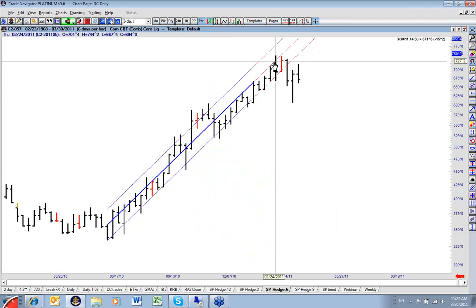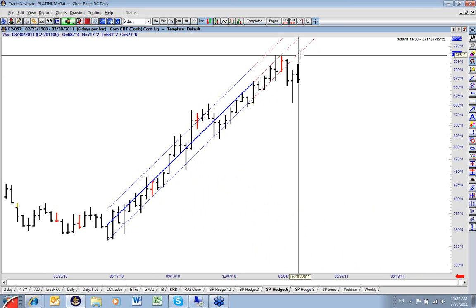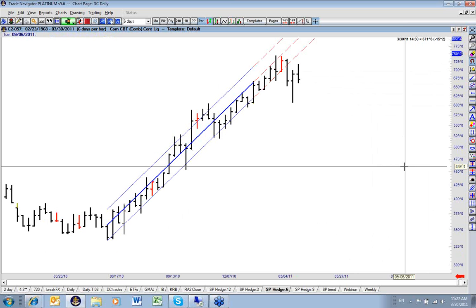It will try to go back and retest the bottom of that channel, which is a bit hard, and it's got to. If it fails there, then that trend's over, and it's going to do a correction for a while. So that might be the best we've seen of corn for a while.